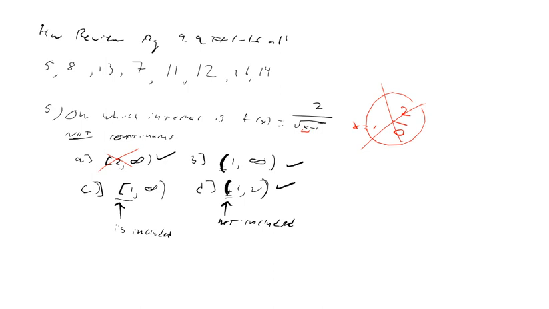So C is the right answer there. C is where it is not continuous because we're not allowed to include 1, and C is including 1. The bracket says we're including 1, and we're not allowed to. So C is not continuous. That's the one that's not allowed.